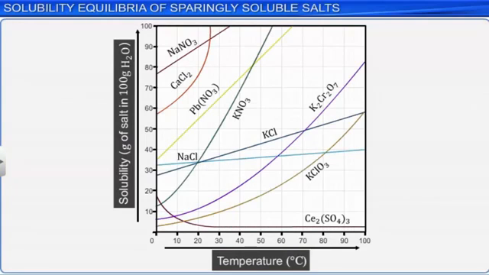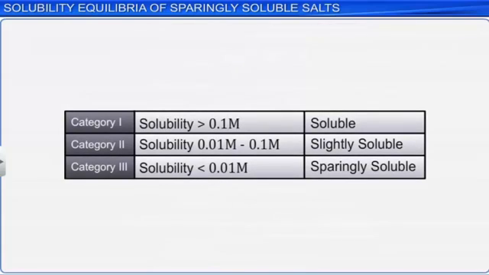We are familiar with the fact that each salt has its characteristic solubility at a given temperature. Depending on the extent of solubility, salts are classified into three categories. Salts with solubility greater than 0.1 moles per liter are considered to be soluble. Salts with solubility between 0.01 moles and 0.1 moles per liter are considered to be slightly soluble. And salts with solubility less than 0.01 moles per liter are considered to be sparingly soluble.